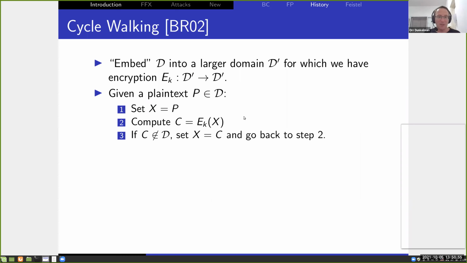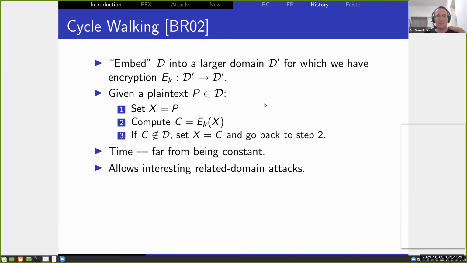So the cycle walking is very simple. You start with a plaintext, you encrypt it iteratively until you reach a point which happens to be in the domain, and this is the ciphertext. A very simple cipher. You can easily prove it is secure. If the cipher in the larger domain is a pseudo-random permutation, then the cycle walking is also a pseudo-random permutation. All the theoretical requirements are being satisfied.